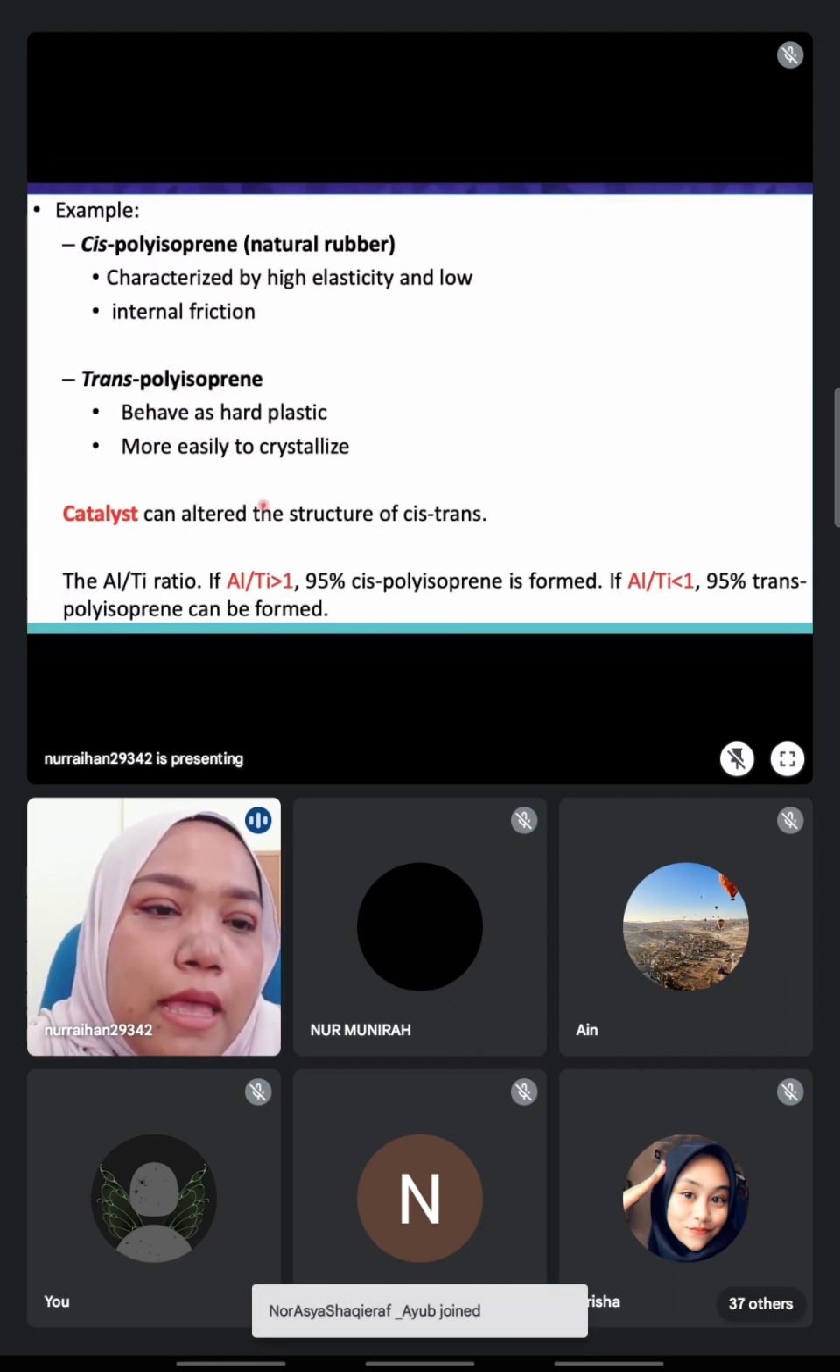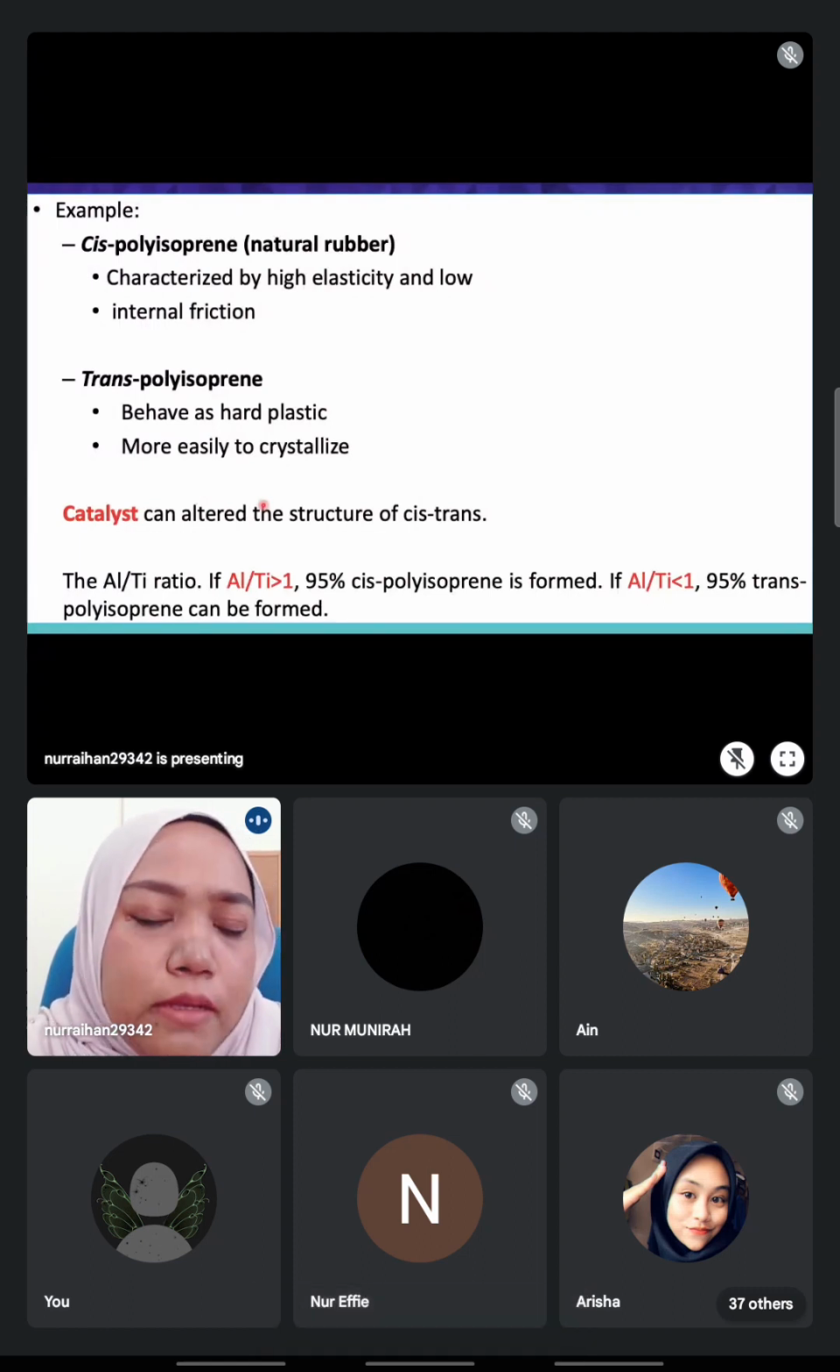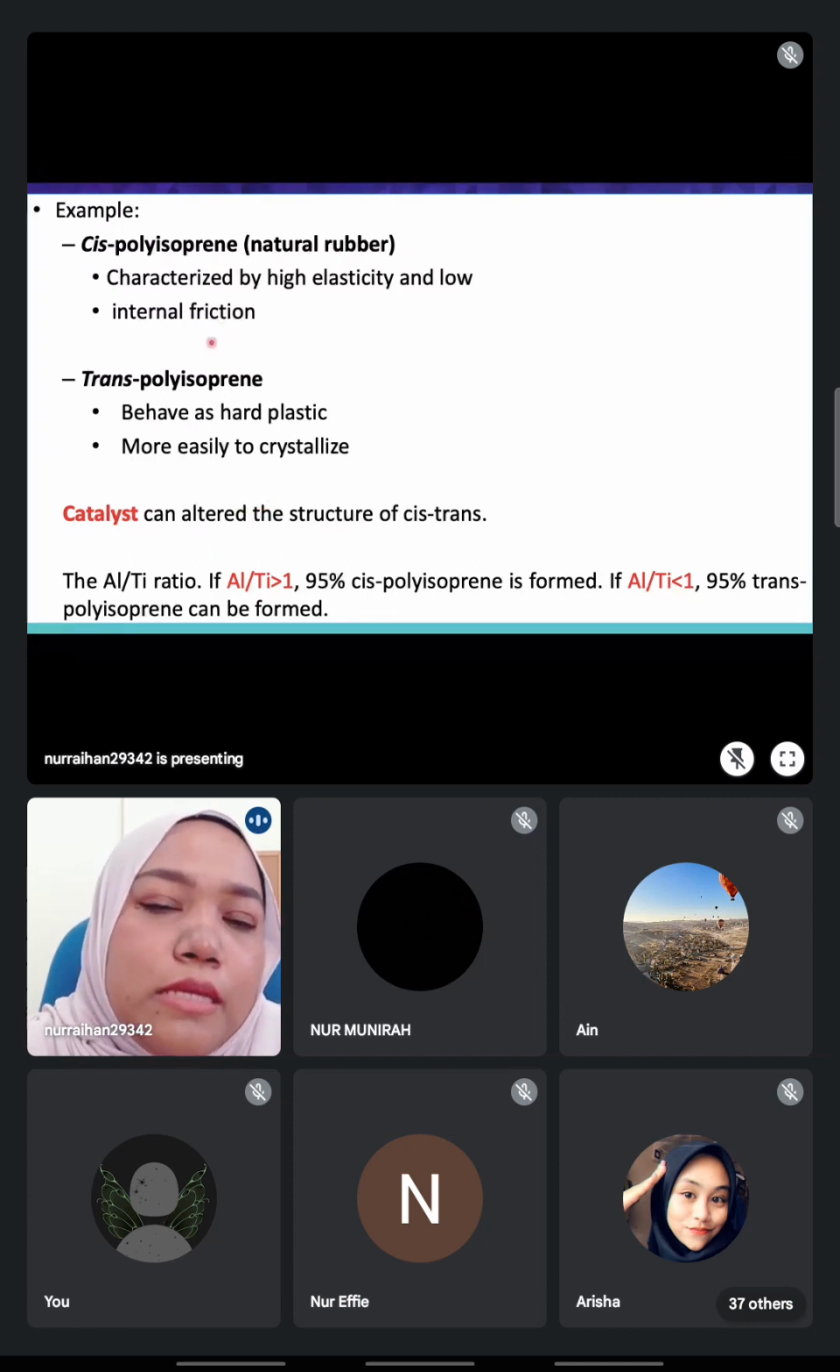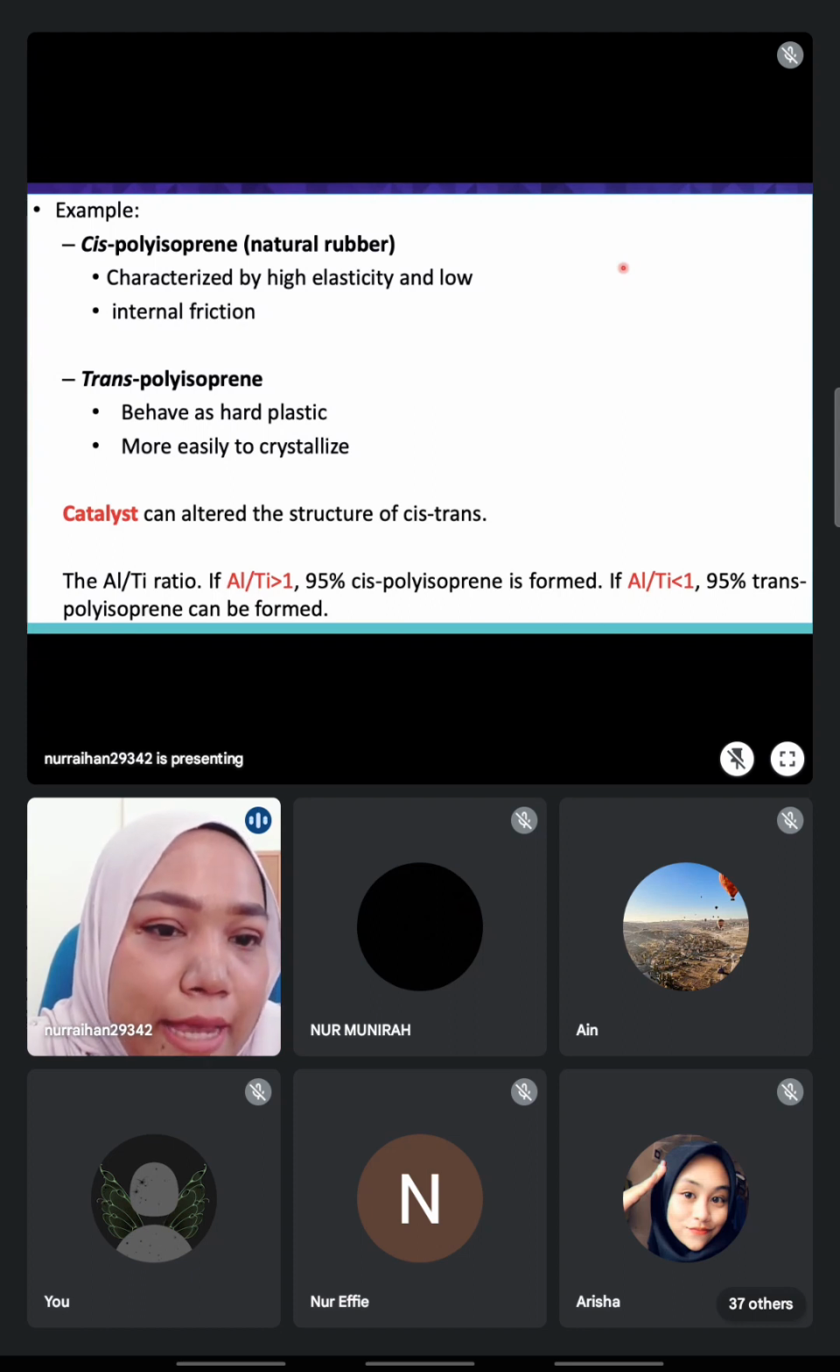Let's say if your rubber having high cis content ataupun high cis polyisoprene, they will be highly in the elasticity and they having a low internal friction. So ini sambung dia, low internal friction. Meanwhile, for the trans polyisoprene, when the amount of trans polyisoprene is higher in the rubber, they will behave as a hard plastic. They will be more rigid, but they are more easily to crystallize. Okay, and this one can be altered.